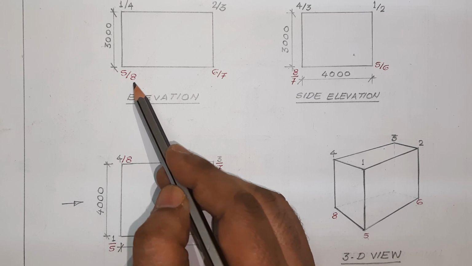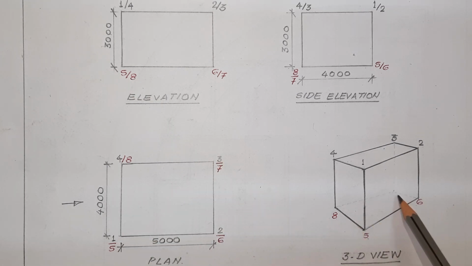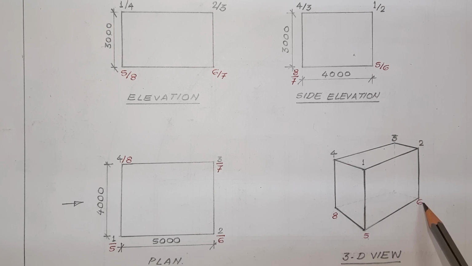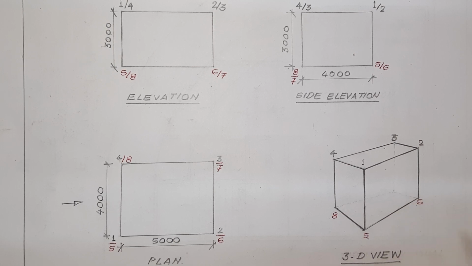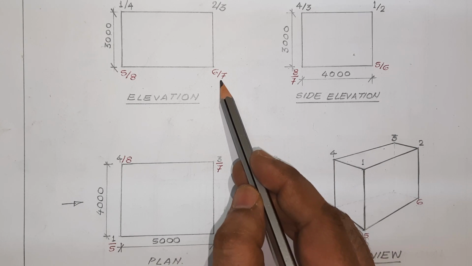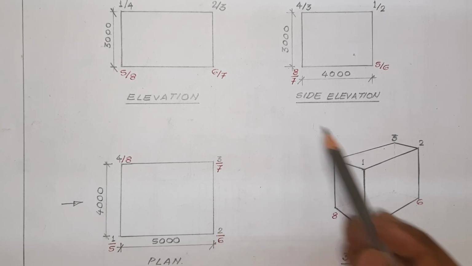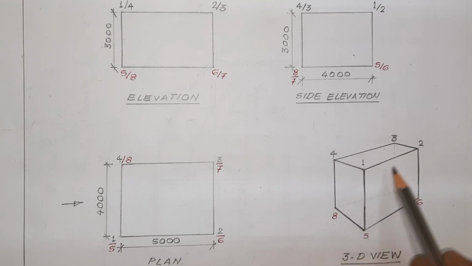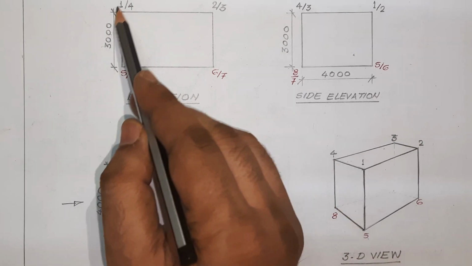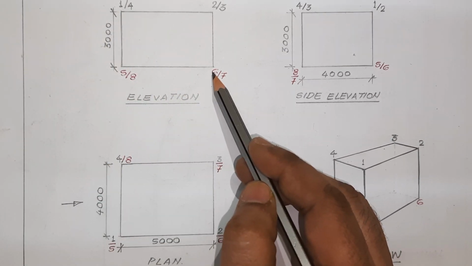So it is 5 by 8. Similarly, point number 7 will be behind point number 6 along the edge 6, 7 when it is observed from the front. Hence it is indicated as 6 by 7. Similarly, 2 by 3 and 1 by 4. Hence those points are labeled in this way.